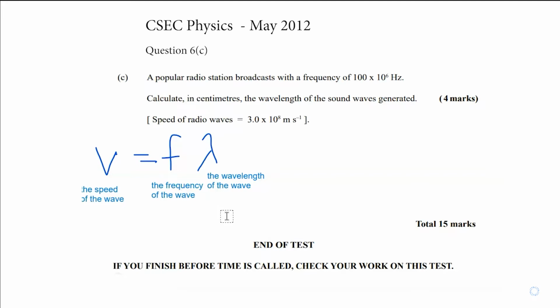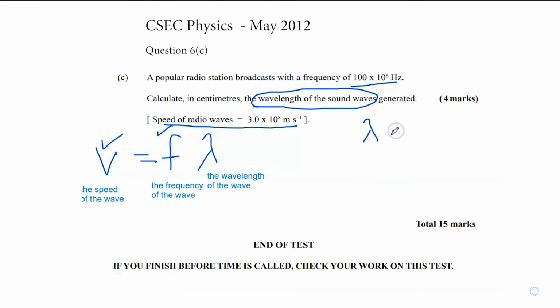Now, what we are looking for in this question, we are looking to calculate the wavelength of the sound wave generated. The information given are the speed of the radio waves and the frequency of the wave. So we have the speed as well as the frequency. So what we need to calculate is lambda, which represents the wavelength of the wave. So we need to calculate lambda.